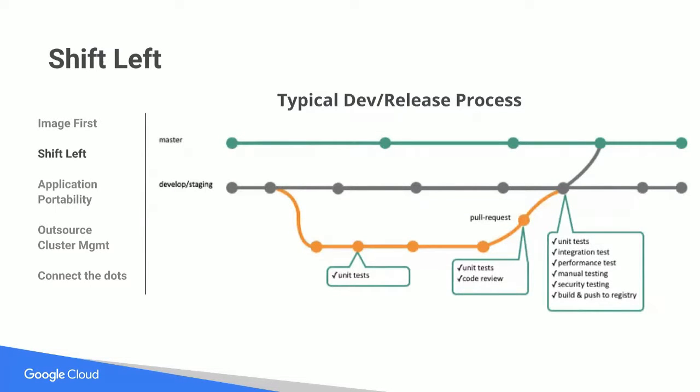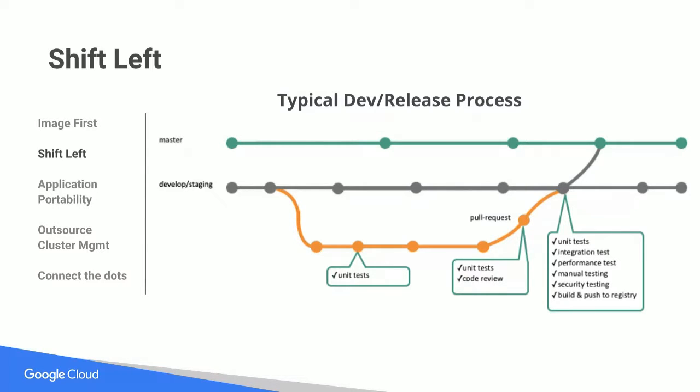So let me explain what this means. On the shift left side, this is typical dev release Git flow, where every time you make a change, you maybe go through unit tests, and then when you feel like you're done, you issue a pull request, you go through code review, and then it gets pushed into maybe a staging branch, where it's then finally pushed into an environment so that you can do integration testing, performance testing, manual testing, security testing, all those kinds of things.